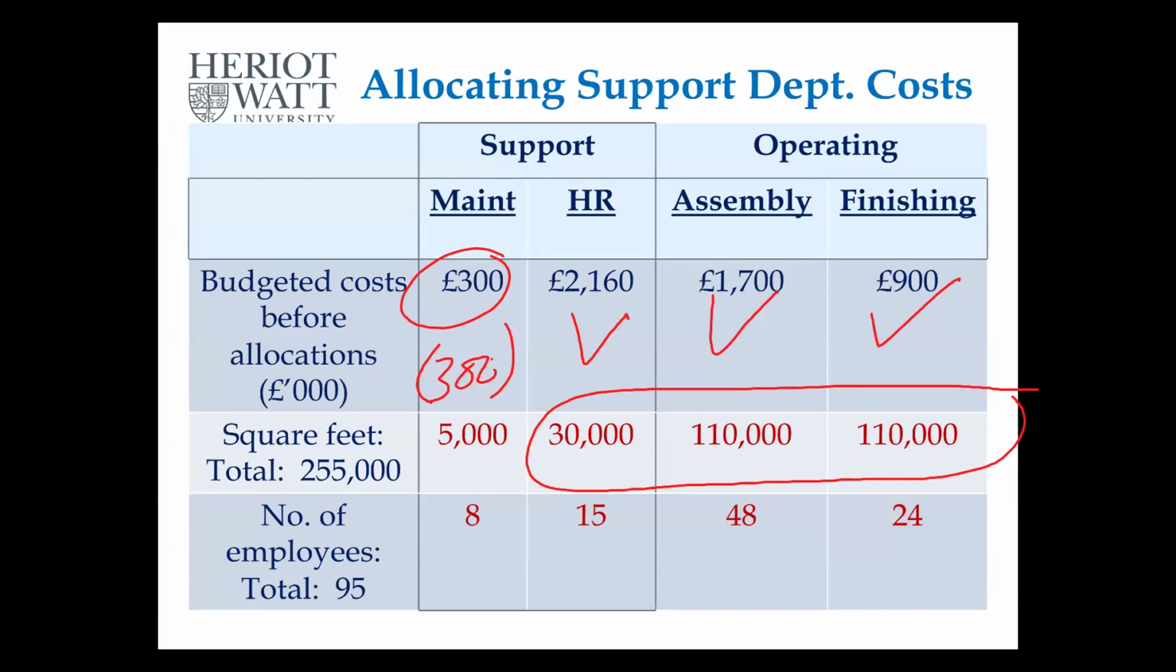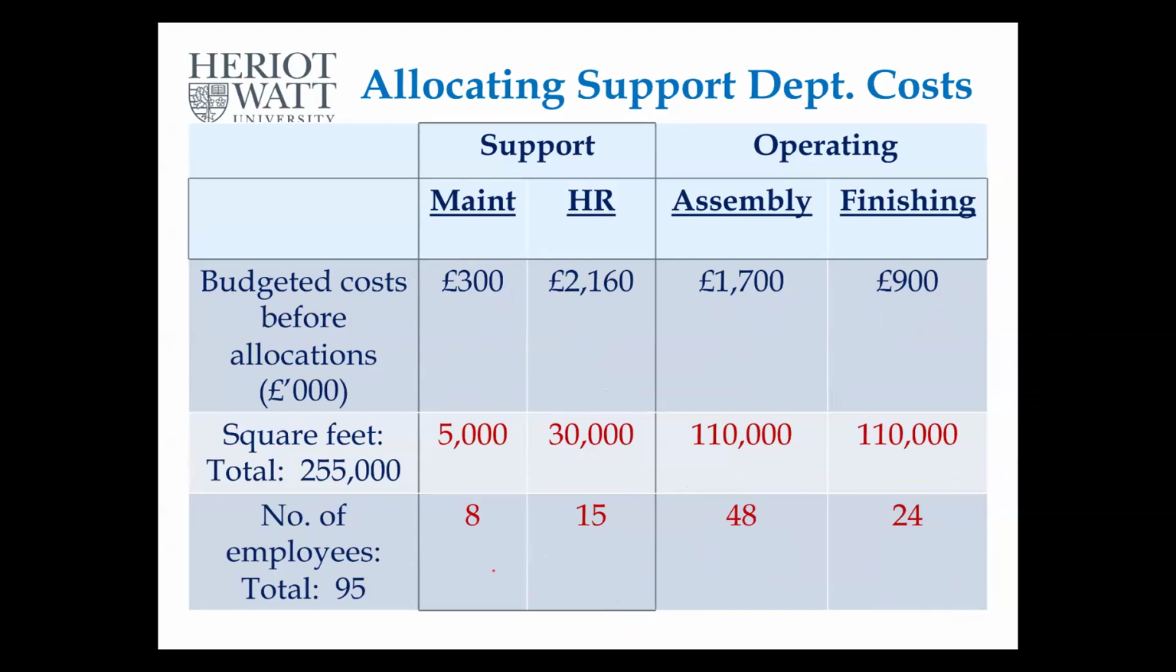So you do 30 divided by 250 times 300, isn't it? Yeah, it will go for HR. Then 110 divided by 250, you get the point, right? Times 300 again, right? Yeah, the same cost, times 300 again.